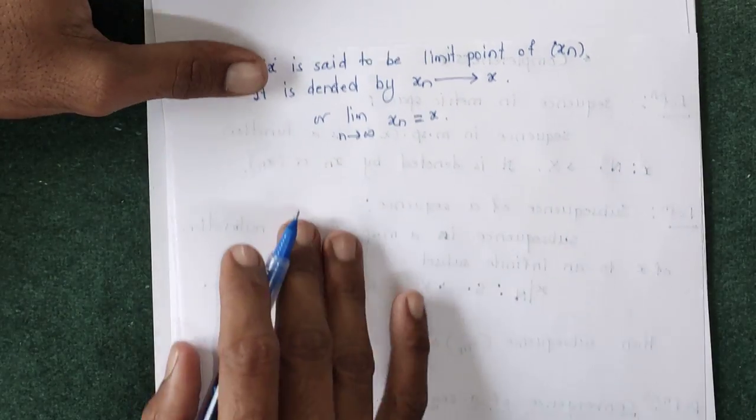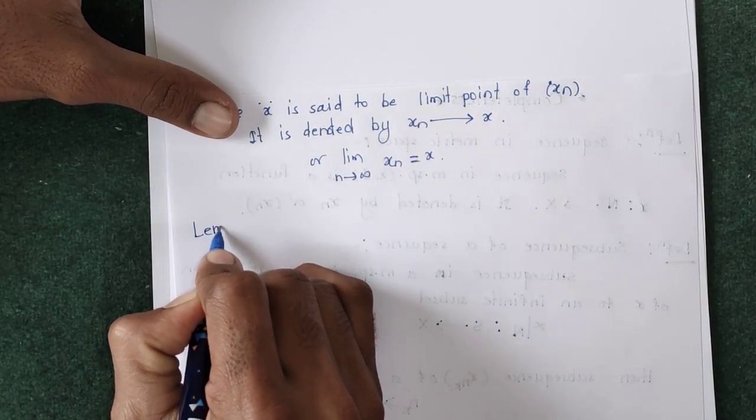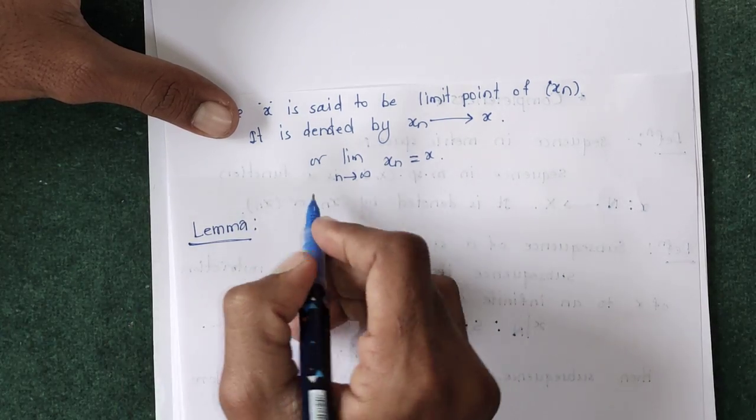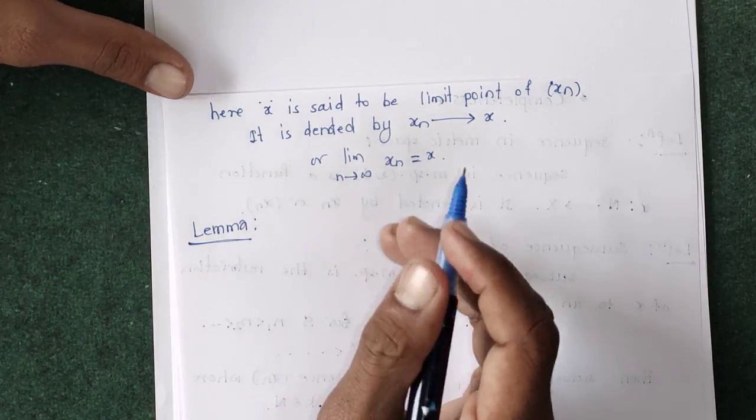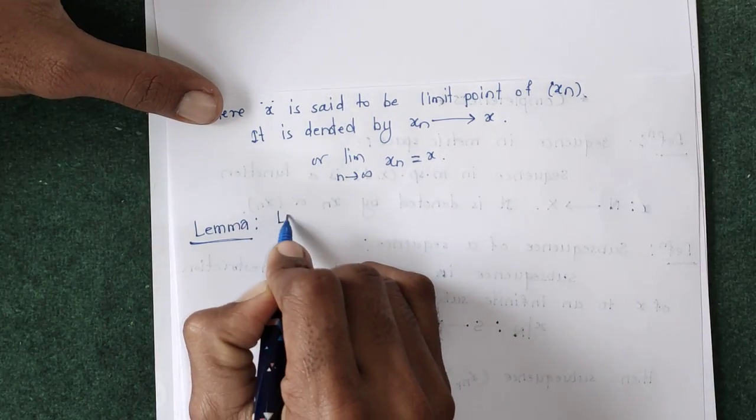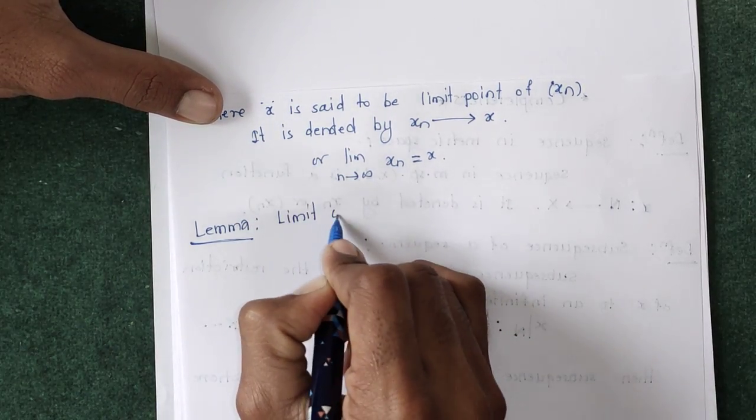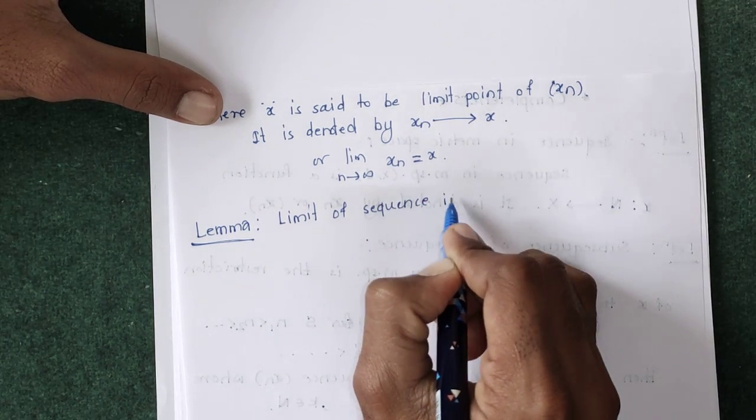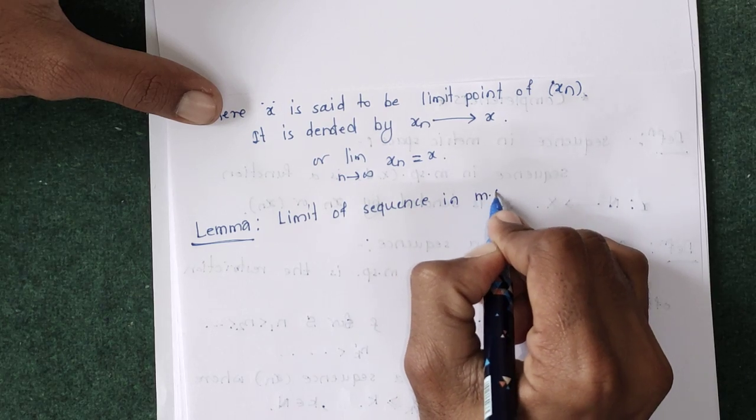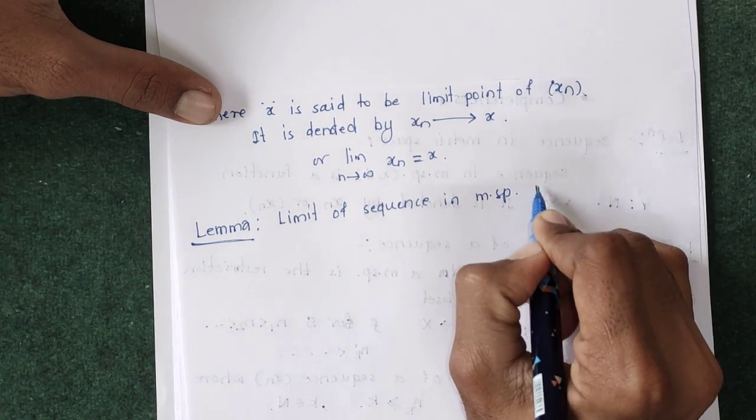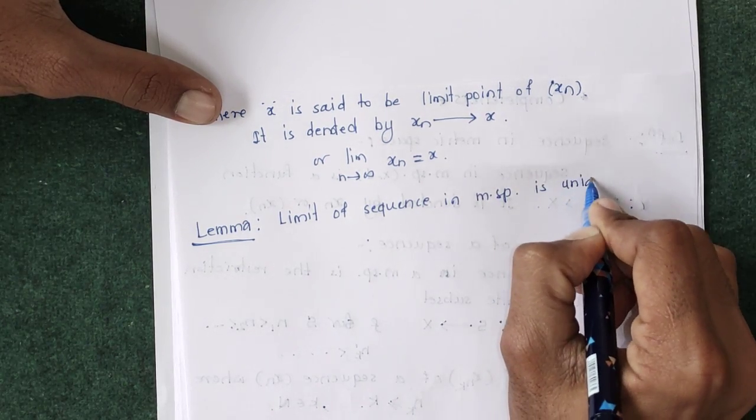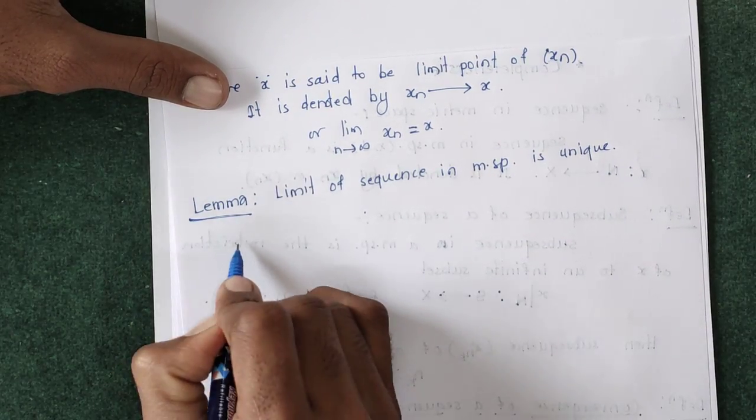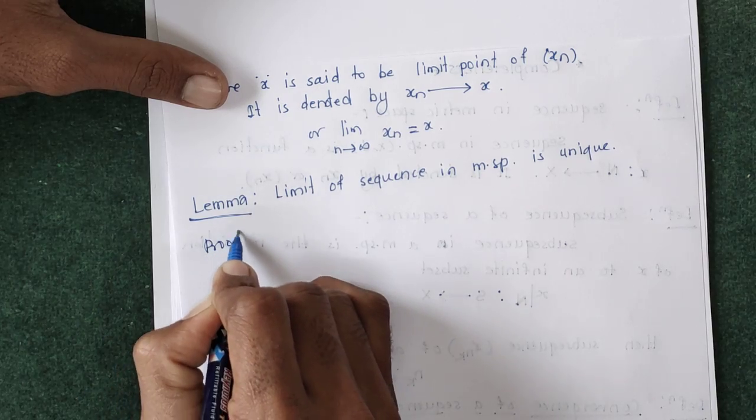Now we will take one lemma. The statement of the lemma is: the limit of a sequence in metric space is unique. Limit of a sequence in metric space is unique. Now to prove this lemma, we will take the following.